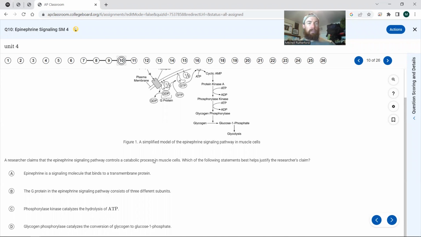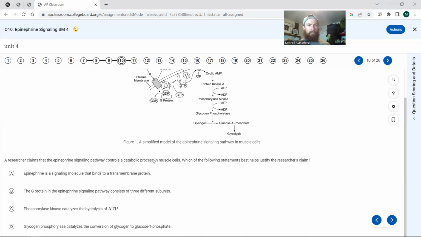do with epinephrine or the catabolic process. The fact that G protein is 3 subunits rather than 2 or 4, that really doesn't matter. That has nothing to do with epinephrine actually initiating this whole process. That's kind of like the fact that if you have a glass door or a wood door, you can knock on either one, you can ring the doorbell, it doesn't really matter what the structure is of it. So I don't like B.